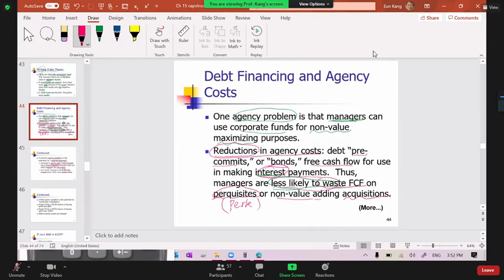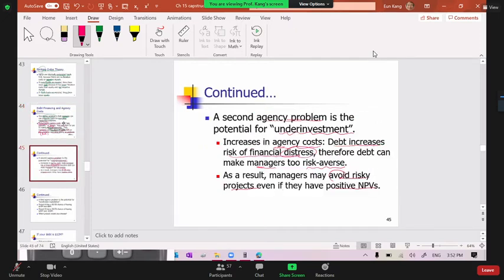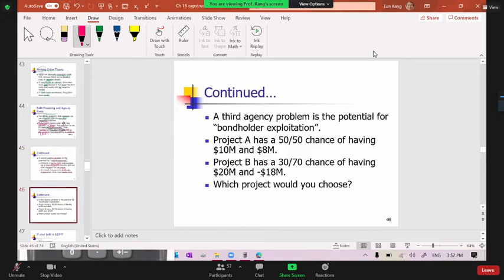This part is good because they try to be careful, right? Don't waste their money. But this side is a problem. The agency problem, big problem. And the third problem. So first is good, second is bad. Third is also an agency problem: the potential for bondholder exploitation. What does that mean? Look at this.